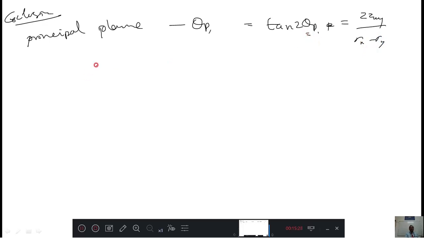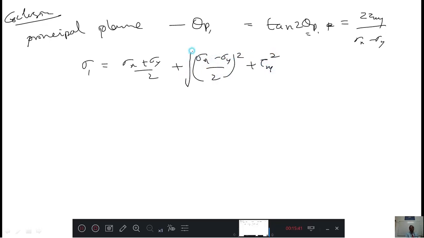On this plane, what is the normal stress? Sigma 1. The sigma 1 equation is sigma x plus sigma y by 2, plus the square root of (sigma x minus sigma y by 2) whole square plus tau xy whole square. This is sigma 1. Then on theta p2, what is theta p2? That is theta p1 plus 90 degrees. On this one, what is the sigma value? That is the sigma 2 value. The sigma 2 equation will be just minus here.